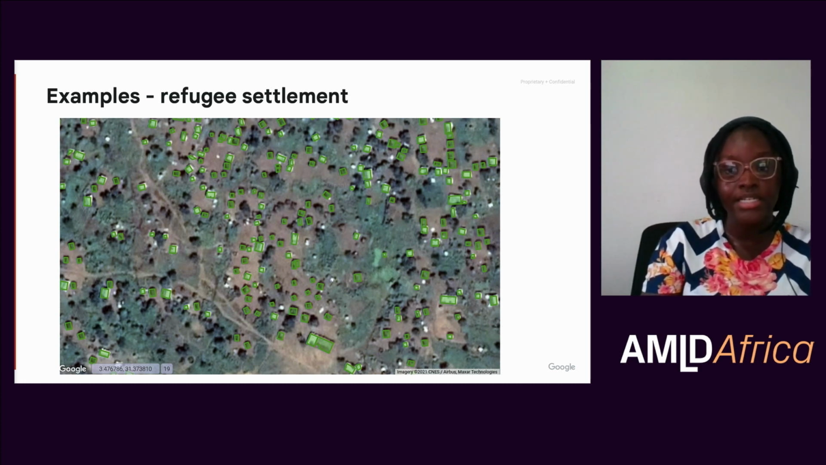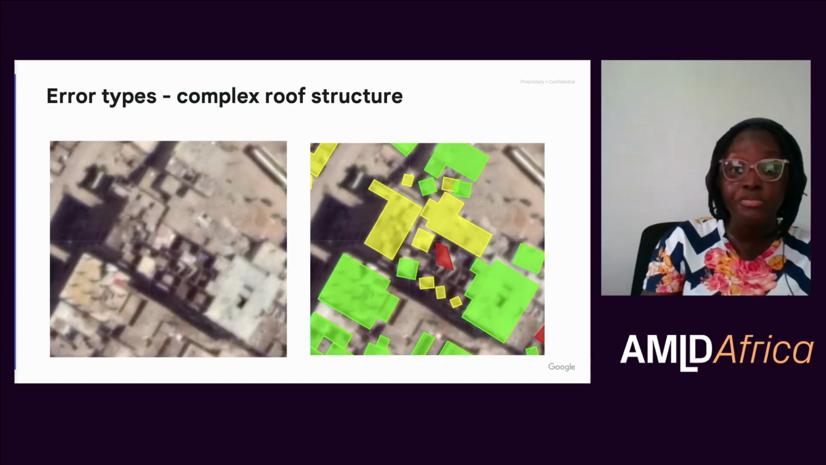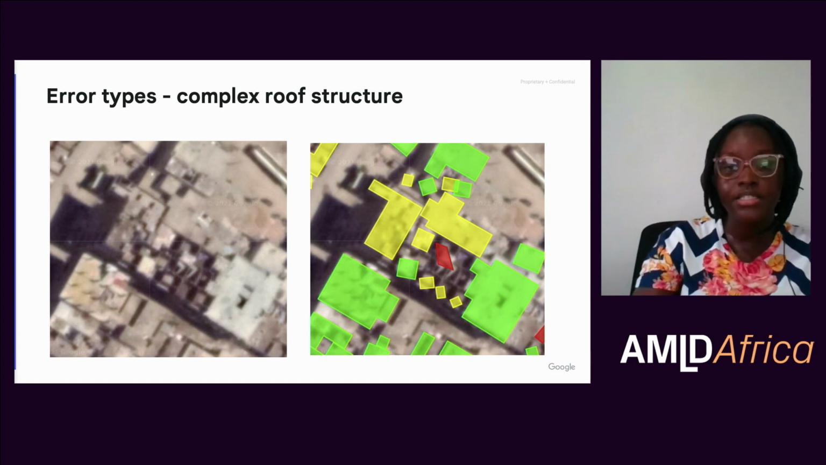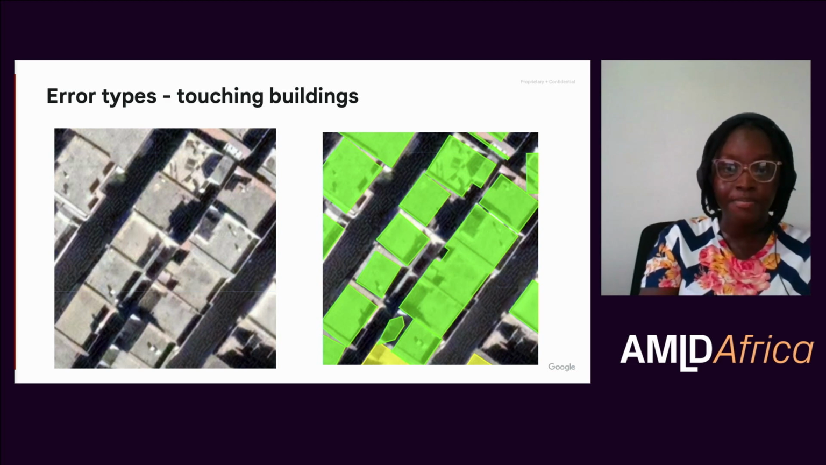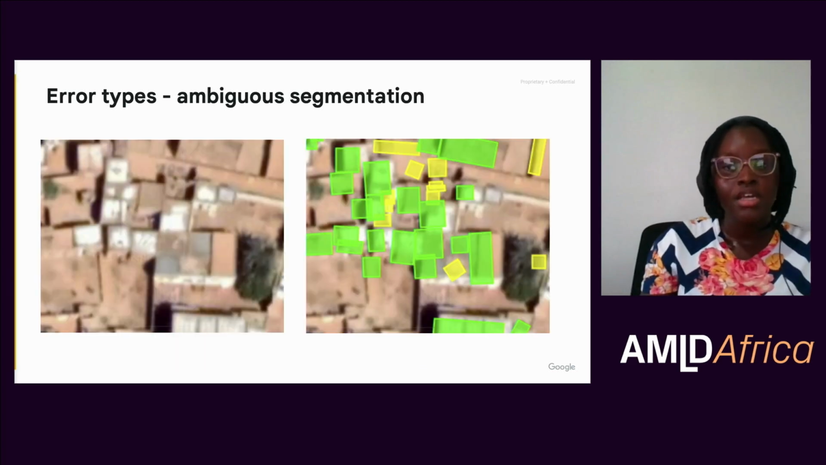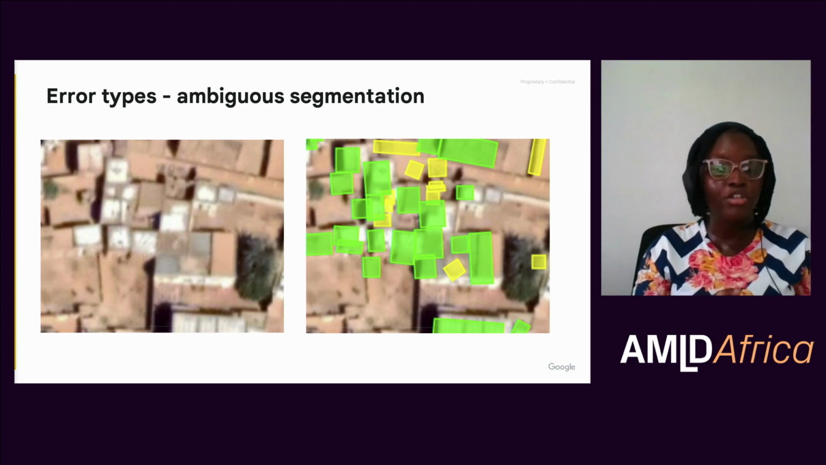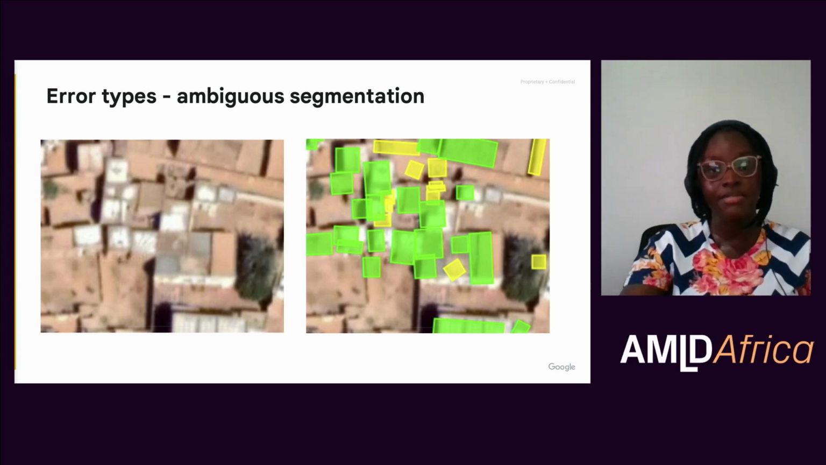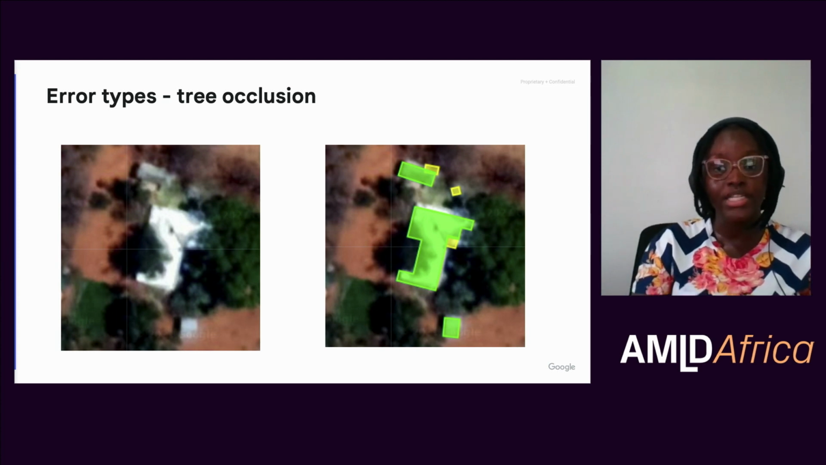We had bad detections as well, and the errors were a result of complex roof structures from our buildings. We had buildings that seemed to touch each other despite efforts to separate them. Some still came out as merged. We had ambiguous segmentation where the model is not even sure what it is detecting in the first place. Tree occlusion also poses an issue for the buildings we detected.